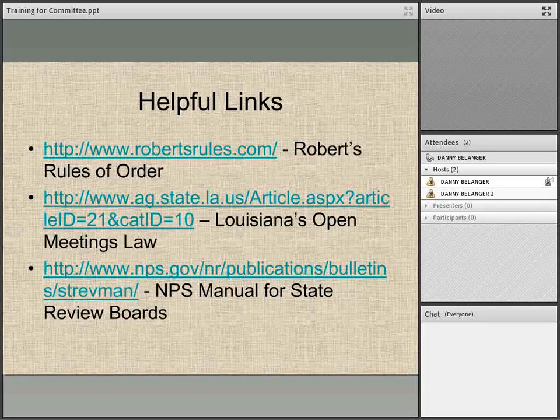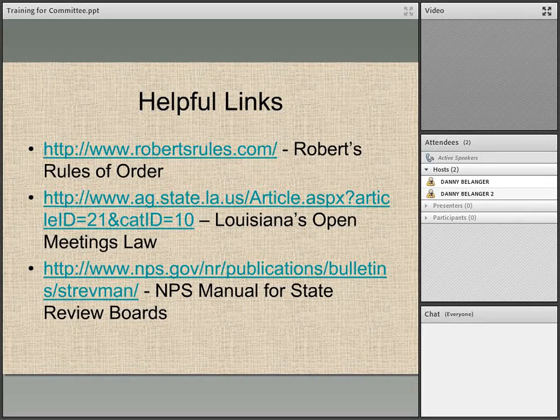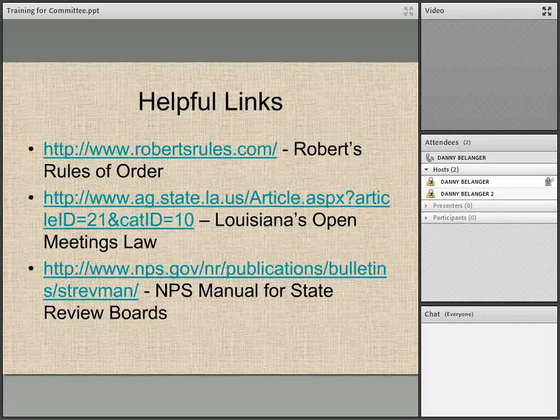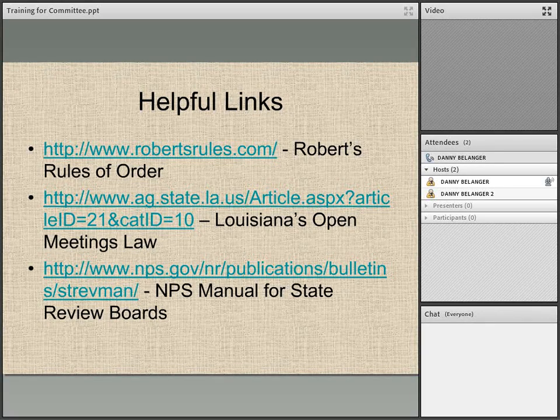Here are some helpful links that I mentioned. We have the Robert's Rules of Order, where you can review how we run the meetings, and if you've been a part of any sort of committee, you'll be familiar with this. There's also a link to Louisiana's open meetings laws, and then a link to the MPS manual for state review boards. They don't print this anymore, but it is available online if you wanted to review it.